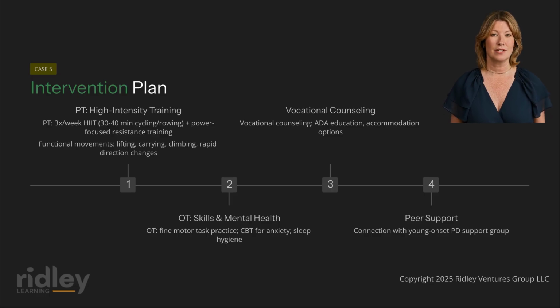Physical therapy emphasizes high intensity aerobic training and power focused resistance training to optimize physical performance for occupational demands and potentially slow motor symptom progression. Training occurs 3 times weekly, with sessions including 30 to 40 minutes of high intensity interval training on a cycle ergometer and rowing machine, and resistance training emphasizing lower extremity power, core stability, and functional movements relevant to firefighting demands including lifting, carrying, climbing, and rapid direction changes.